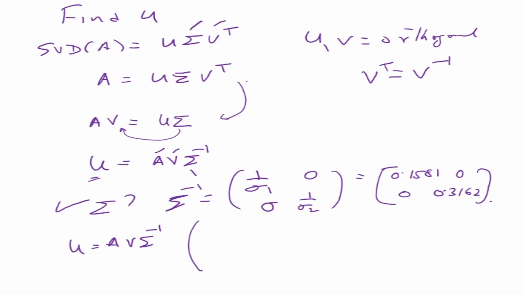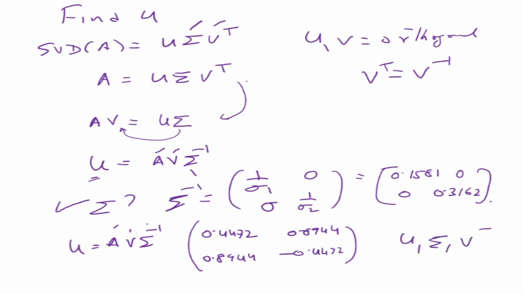So U is equal to, putting in the matrices A, V and sigma we have just found, 0.4472, 0.8944, 0.8944 and minus 0.4472. This is the left matrix, U. So I have found U, I have found sigma, and I have found VT.